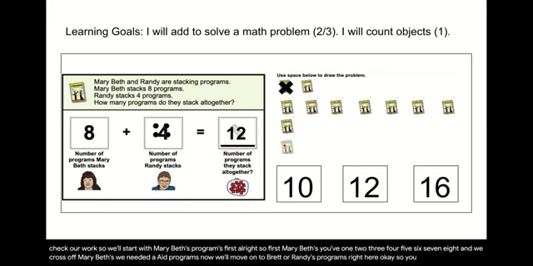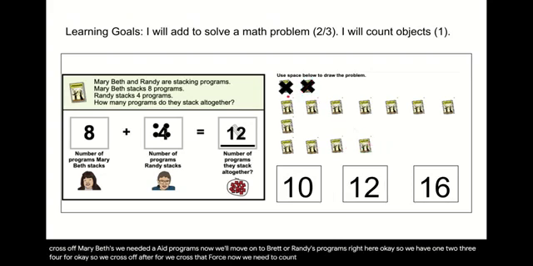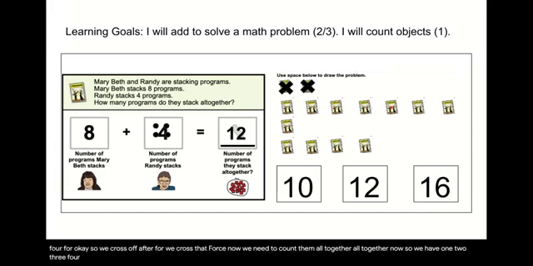So we have 1, 2, 3, 4. Oh, 4. Okay, so we cross off after 4. We cross off 4. So now we need to count them all together now. So we have 1, 2, 3, 4, 5, 6, 7, 8, 9, 10, 11, 12.